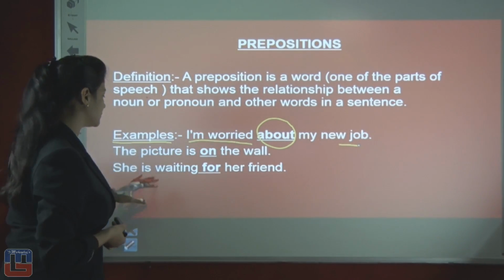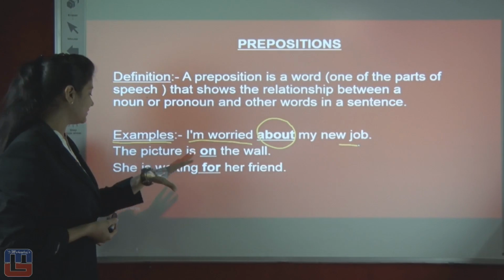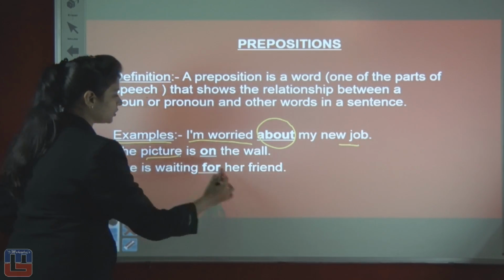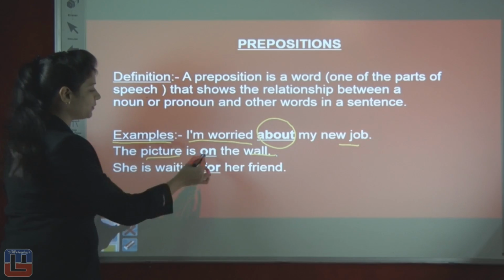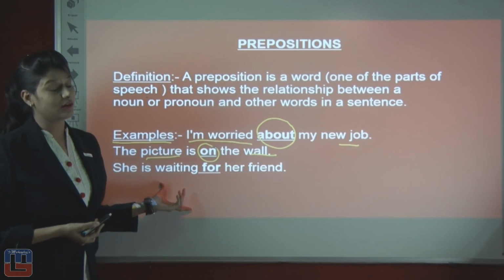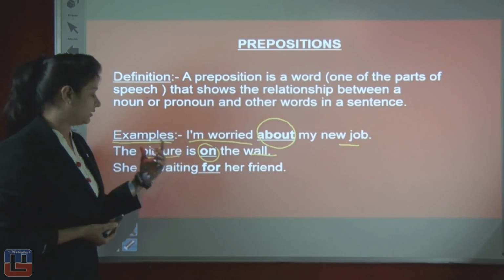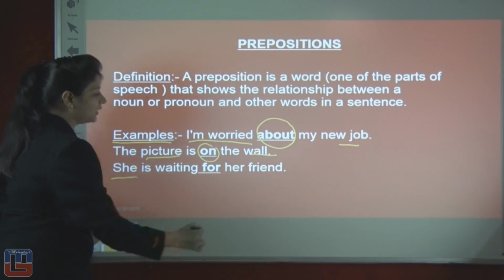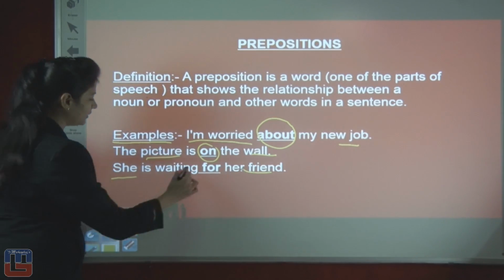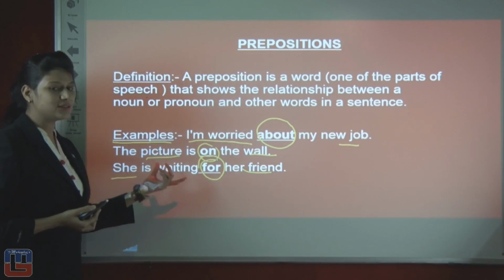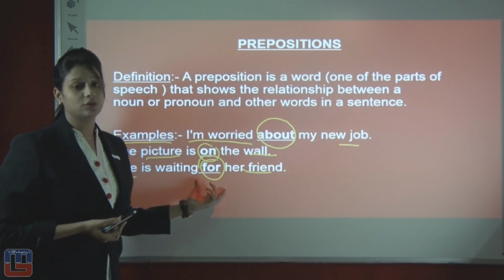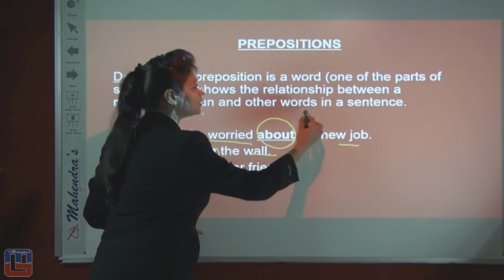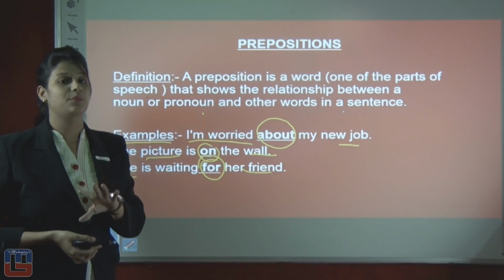Moving forward to the next example, the picture is on the wall. Now here the two expressions are picture and the wall, and they are related by on, which is a preposition that also shows the position of that thing. She is waiting for her friend. Now here the two things are she and her friend, and they are connected by for. So as you know, these words about, on or for are prepositions which are used to connect a noun or a pronoun to other words of a sentence, and a preposition itself is a part of speech.